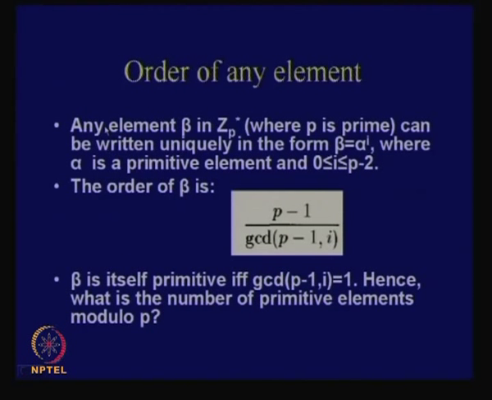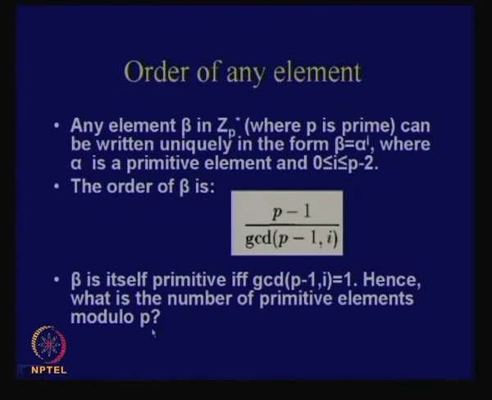So, actually you can show that any element beta in ZP star, where P is a prime, can be written uniquely in the form beta equal to alpha to the power of i. So, this follows straight from the definition of primitive element, right. Where alpha is a primitive element and i lies between 0 and P minus 2. The order of beta, where beta is equal to alpha to the power of i, is equal to P minus 1 divided by GCD of P minus 1 comma i. Okay. And beta is itself primitive if and only if GCD of P minus 1 and i is equal to 1. Okay. So, now can you say how many primitive elements will be there?